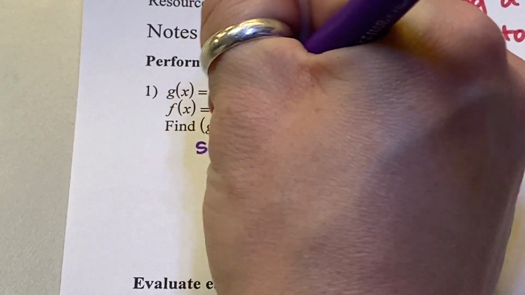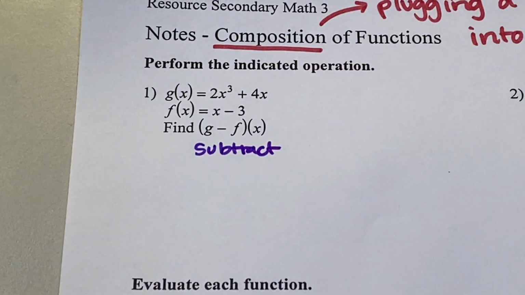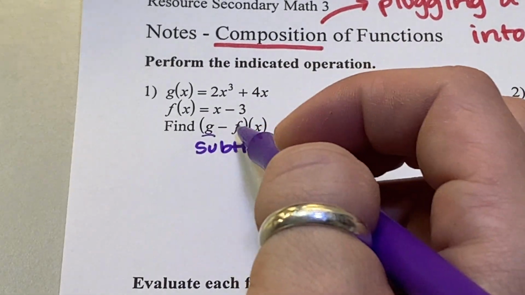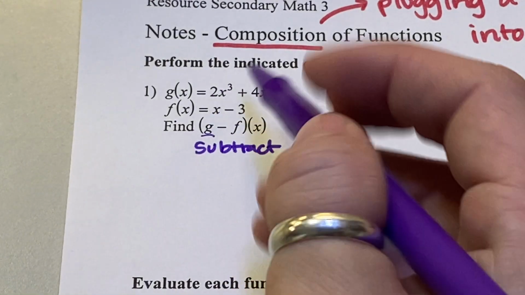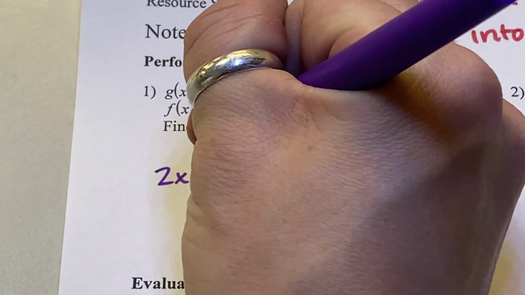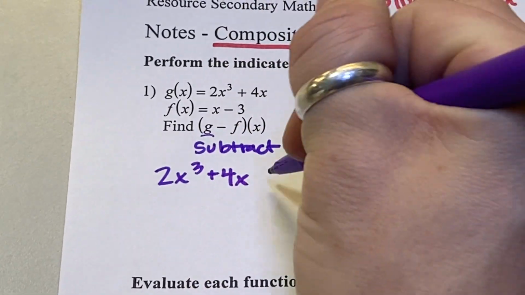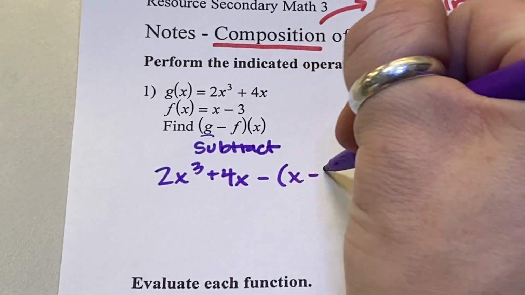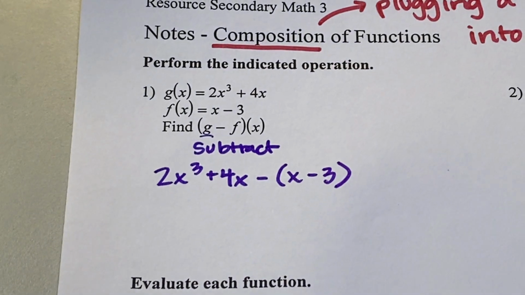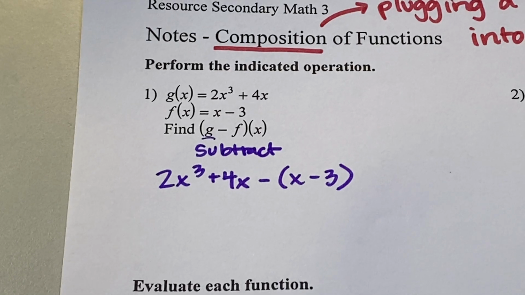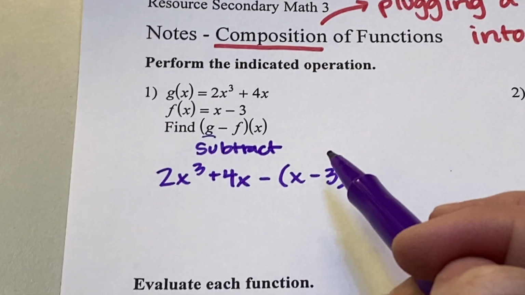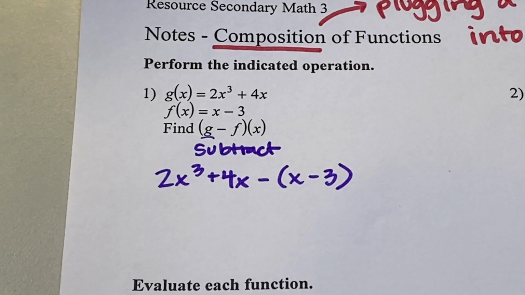Remember, with subtraction, the order matters. So this time you need to take G first and then subtract F. So my G is the one on top: 2x cubed plus 4x. And we're subtracting my entire f of x function, x minus 3. The reason I put parentheses around the entire f of x function is because we're subtracting that whole piece. We're not just subtracting the x, we're not just subtracting the negative 3, we're subtracting the whole piece.